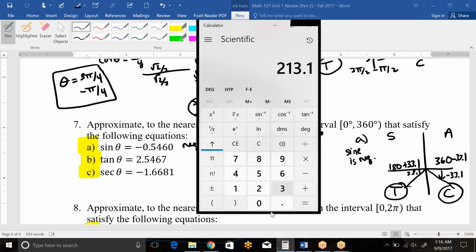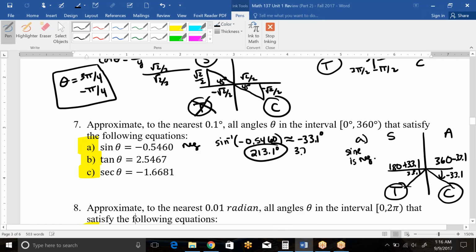And 360 minus the 33.1 is 326.9 degrees. So that one is for A part.